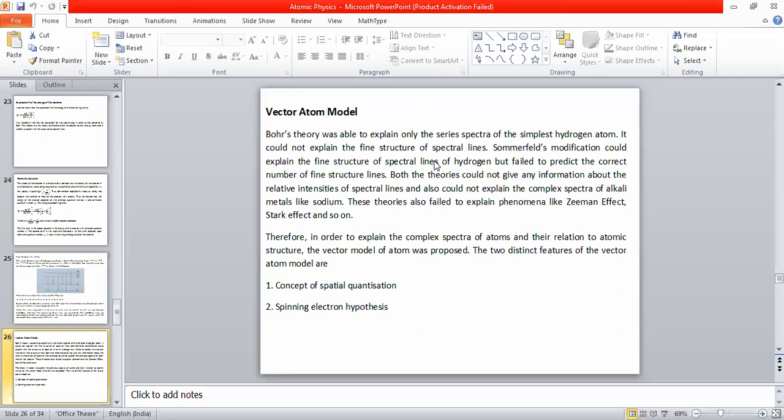So several people, not one person or two, several persons proposed a new model. That new model is what we call the vector atom model. Okay, so just like any other model, even the vector atom model has two important features, two important postulates. The very first new concept introduced by the vector atom model is called the concept of spatial quantization. So this vector atom model introduces a thing called spatial quantization.